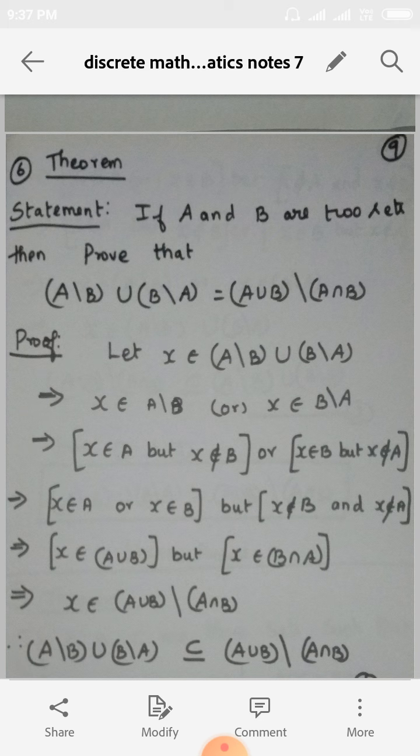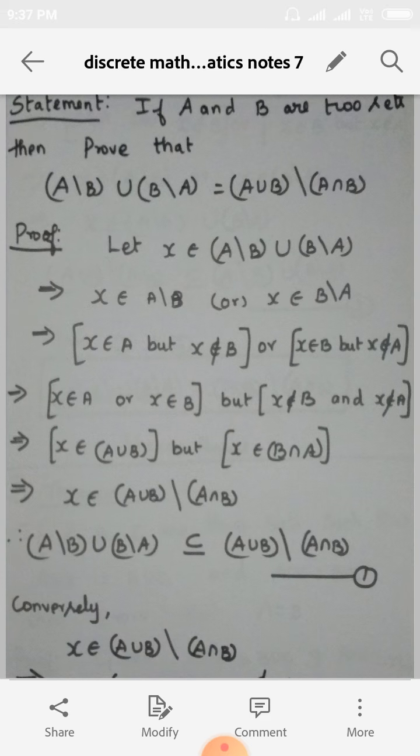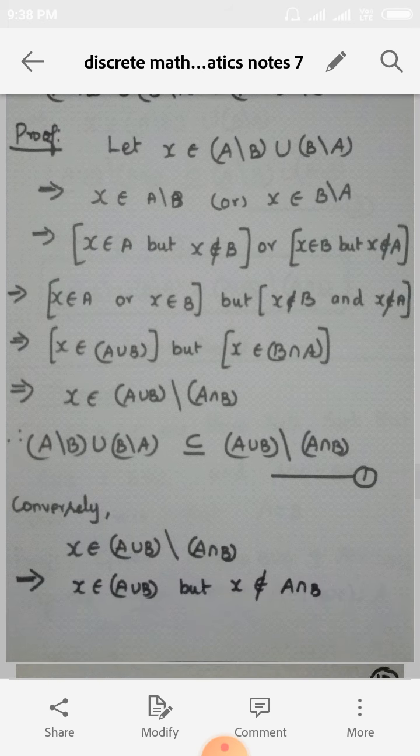First take the left hand side. It's a simple method. First take x belongs to the left hand side. Then x belongs to A difference B or x belongs to B difference A. A difference B is nothing but x belongs to A but x does not belong to B. Similarly, x belongs to B difference A means x belongs to B but x does not belong to A. So that is nothing but can be written as OR.